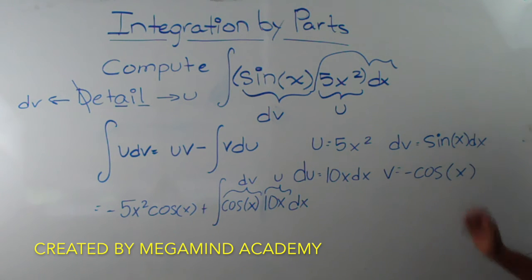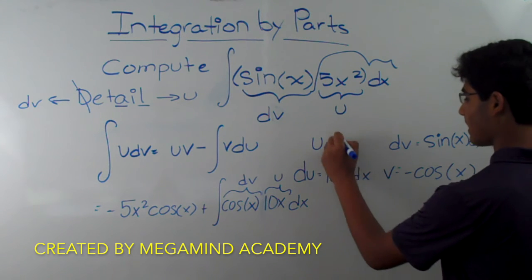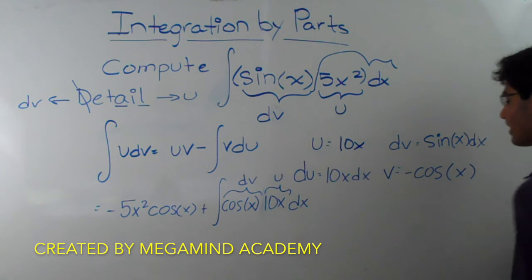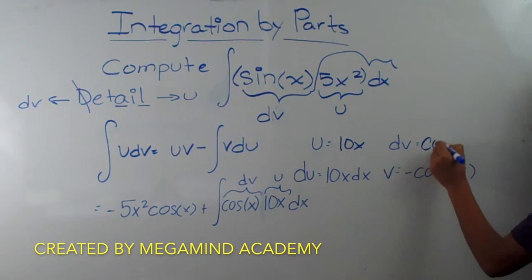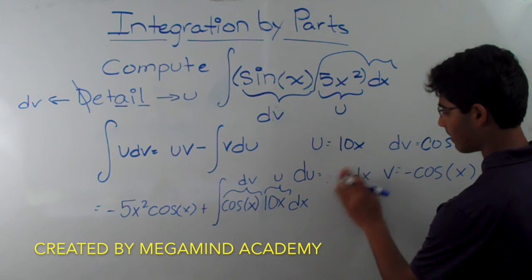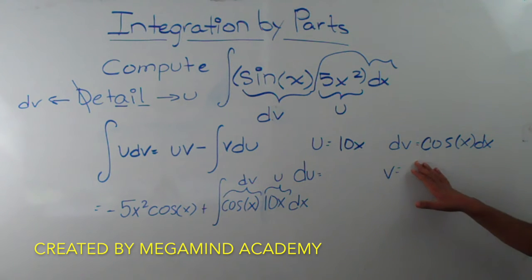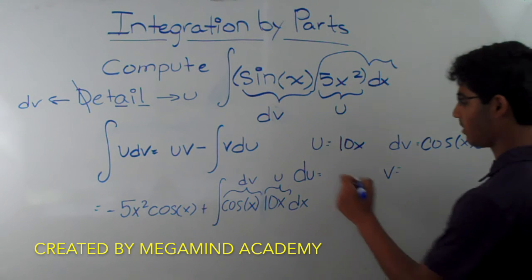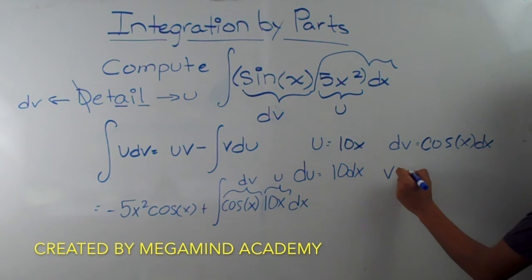So let's reset everything. We now have u is equal to 10x, sine of x dx is now equal to cosine of x dx. That means that we now have different v's and du's. And I meant dv is now equal to cosine of x dx. So du is equal to 10 dx, and v is equal to sine of x.